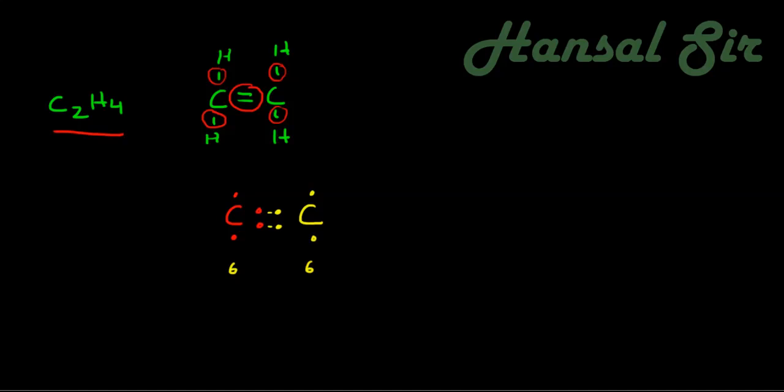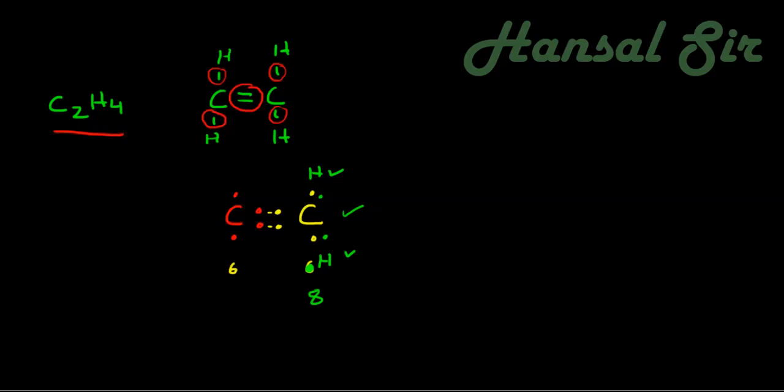Again, carbon needs to have 8 electrons. So it will combine with one hydrogen atom and it will combine with one more hydrogen atom. So now carbon has 8 electrons in its outermost orbit: 1, 2, 3, 4 of its own, 5, 6 from the other carbon, 7 and 8 from the hydrogen. So now this carbon is stable. Hydrogen has 2 electrons, so hydrogen is also stable. This hydrogen has 2 electrons, so this hydrogen is also stable.